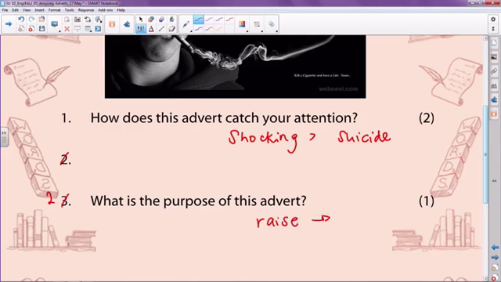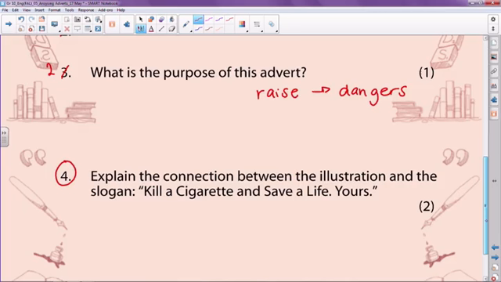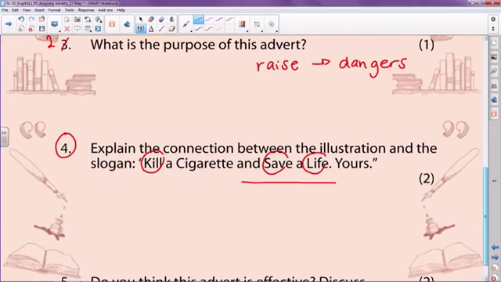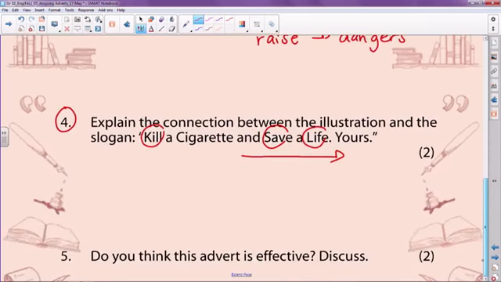Remember, be specific. Don't just say it's to raise awareness. Say raise awareness around the dangers of smoking. Always link your answers very clearly back to the question and to the advert. And then question number 4, explain the connection between the illustration and the slogan. Well, basically, we've got the contrast between kill and save and life, which is essentially saying if you kill a cigarette, you will save your life, yours. Okay, and then what really would be happening is we would be removing the smoke, which indicates the suicide. So you would explain that.